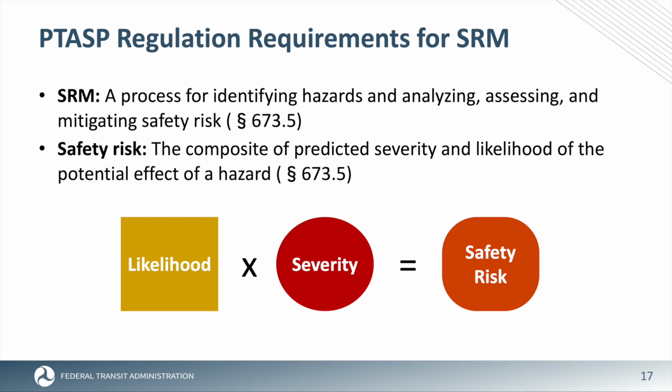Now, of course, your agency may use NTD data for more than just helping you to set safety performance targets. Safety data that you could access from the NTD could also help provide very meaningful context for your agency's safety risk management process. Now, Part 673.5 defines the SRM process as a process for identifying hazards and analyzing, assessing, and mitigating safety risk.